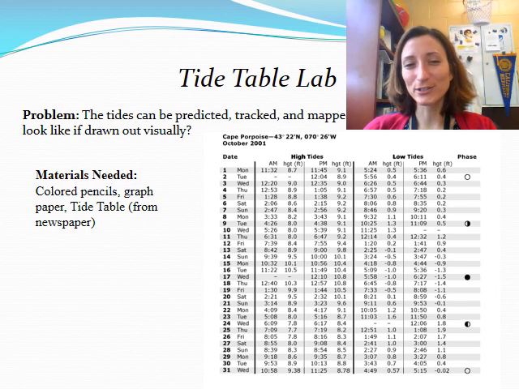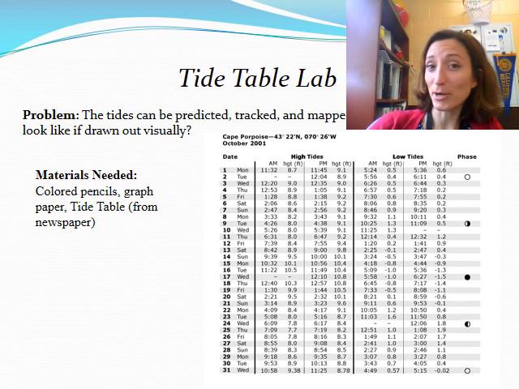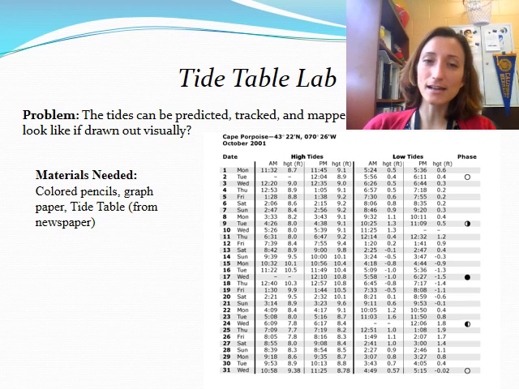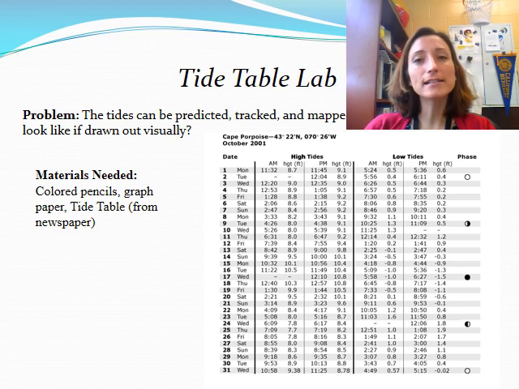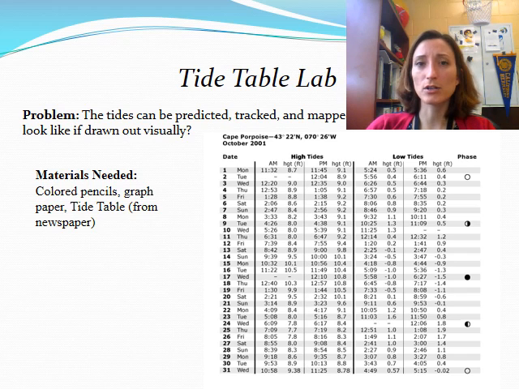All right, so now that you've learned a little bit more about tides, perhaps than you did before coming into this class, you're going to take part in a tide table lab. So tides can be predicted, tracked, and mapped. We can measure the charted height of the water. We can look at whether it's high tide or low tide based off of that. But what exactly would tides look like if you had to draw them out visually? So that's what you're going to be doing.